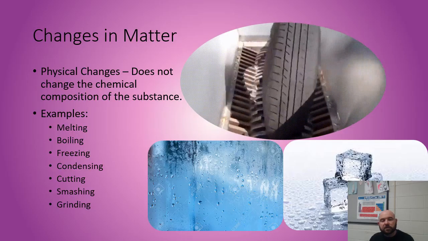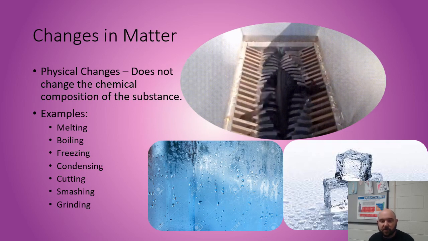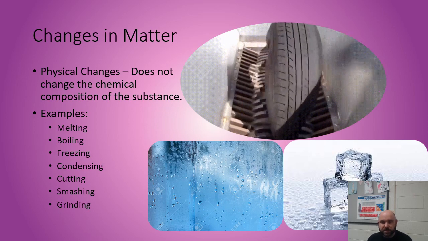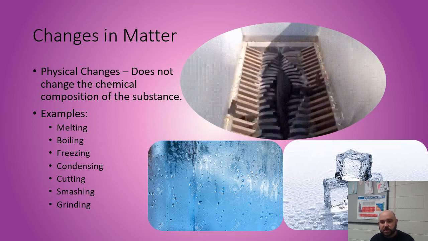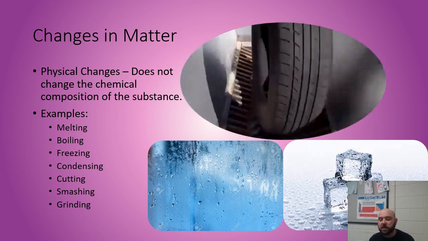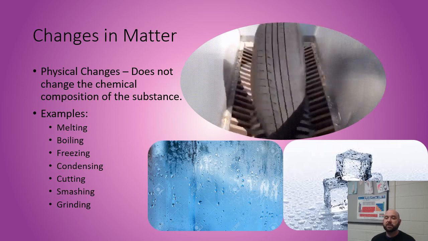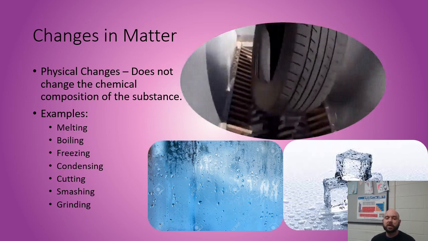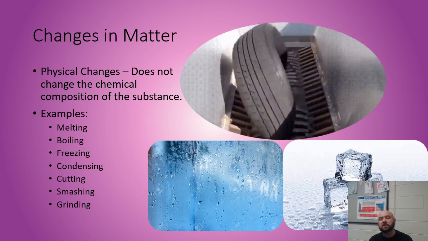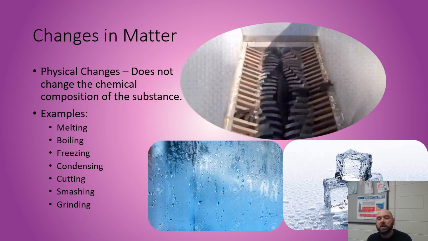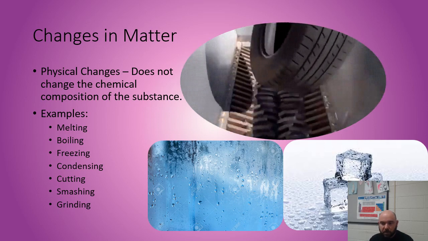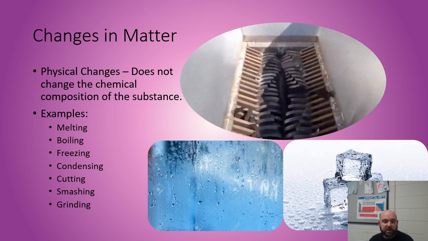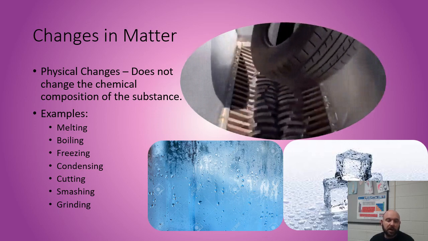We can also divide changes that we see in matter into physical changes and chemical changes. Physical changes do not change the chemical composition of the substance. So just like a physical property doesn't need to be changed to measure it, a physical change doesn't necessarily change it into any other compound. There are some examples of physical changes that you see down here.